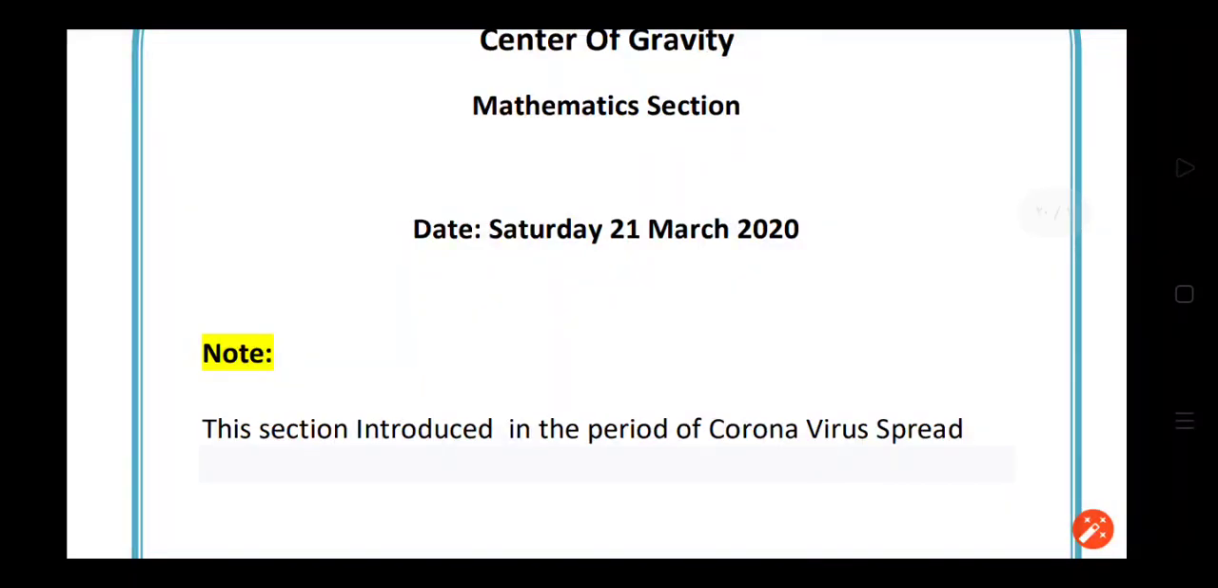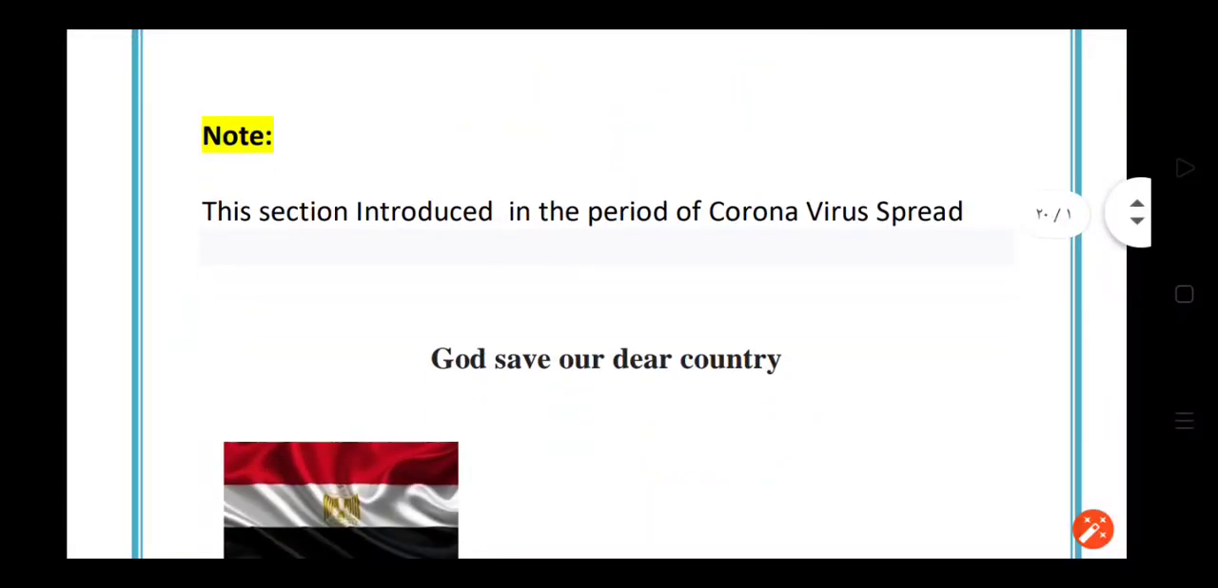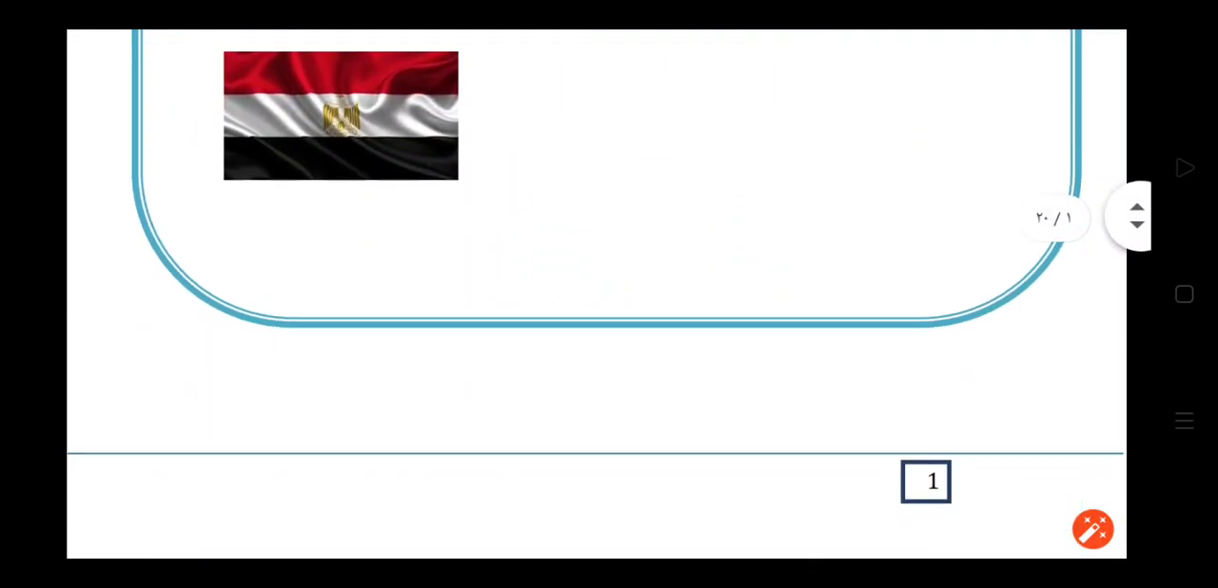This part was introduced in the period of coronavirus spread. God save you and save our dear country.